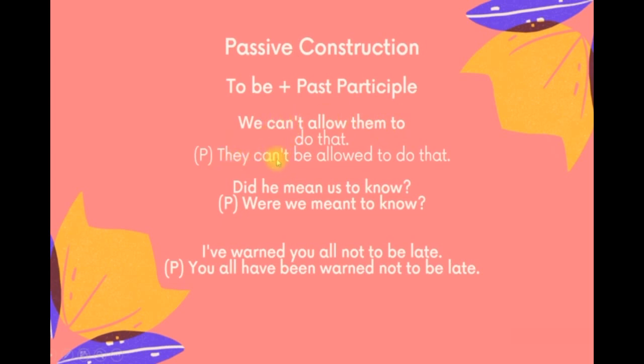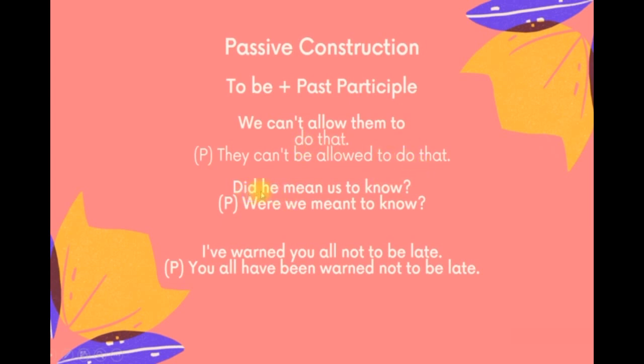Can't here is the same thing. It is followed by be, so they can't be, and then allow is given in past participle form, so they can't be allowed to do that. This is the same to infinitive.